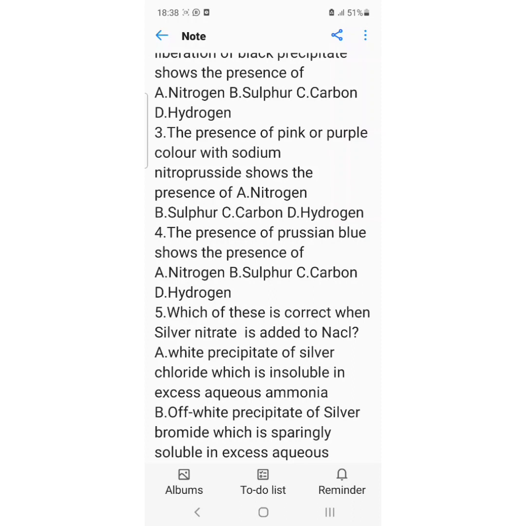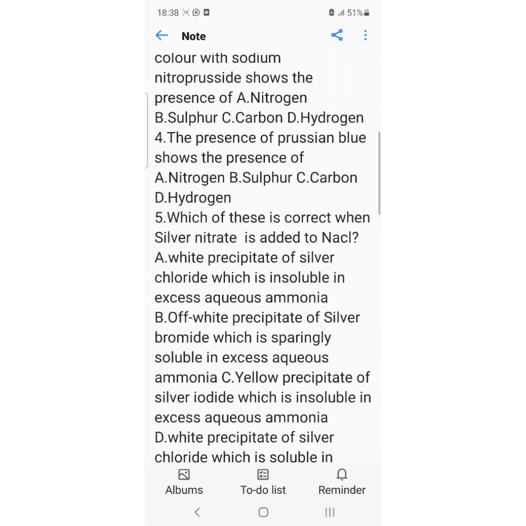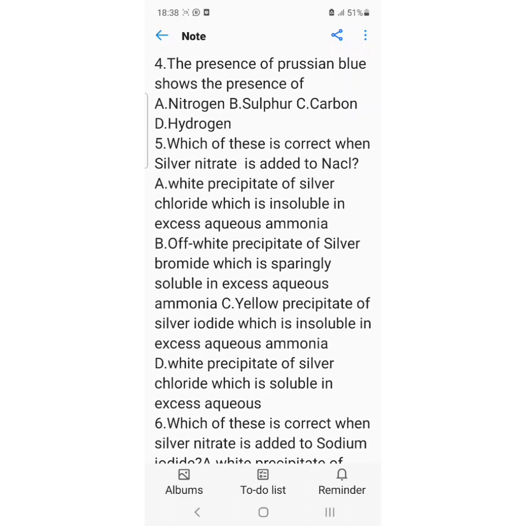Sulfur. The fourth one says, the presence of Prussian blue shows the presence of dash. A. Nitrogen. B. Sulfur. C. Carbon and D. Hydrogen. Prussian blue shows the presence of nitrogen, which is A.